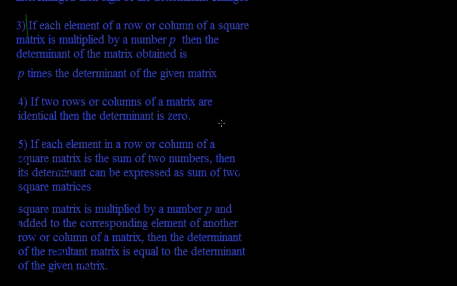Hi, welcome back. We are going through the properties of determinants. Let's look at this particular property. If two rows or columns of a matrix are identical, then the determinant is 0. What's the meaning of that?